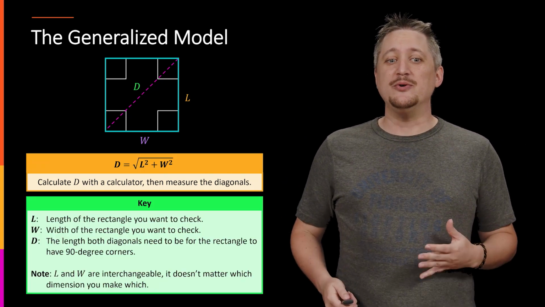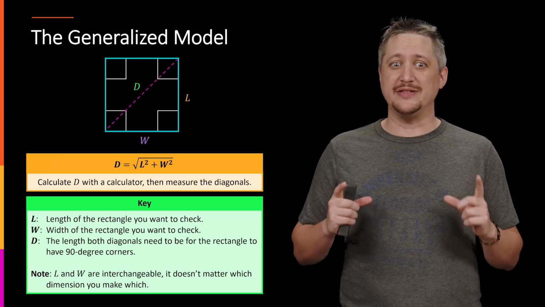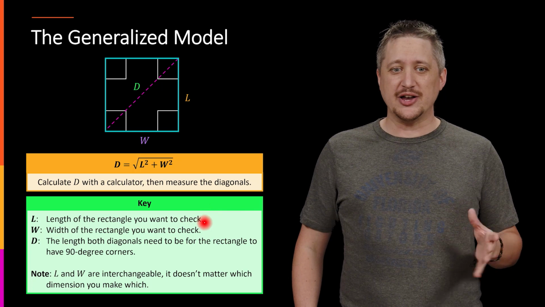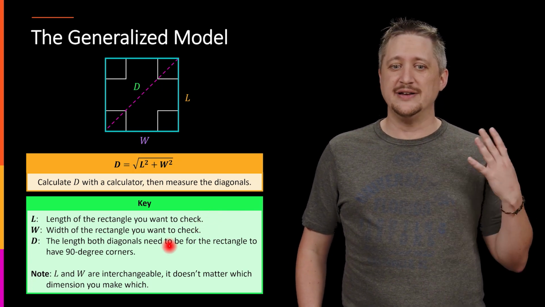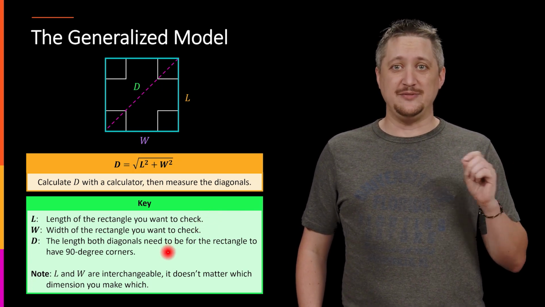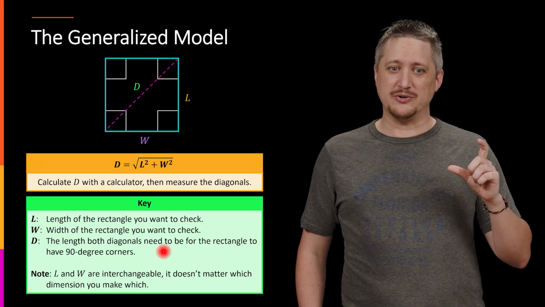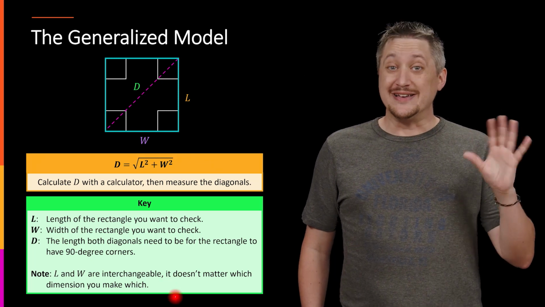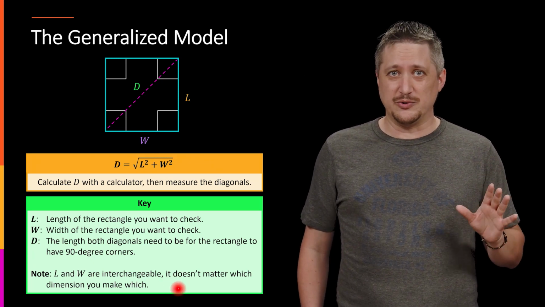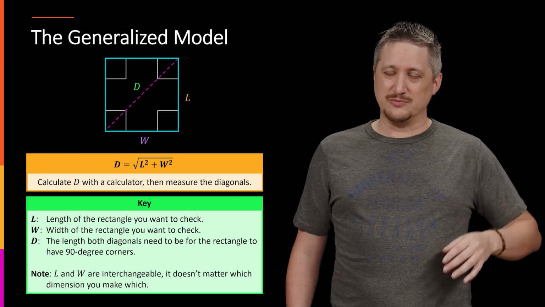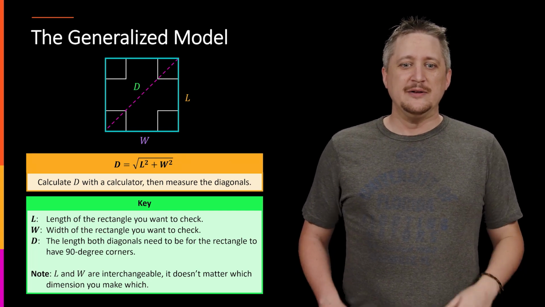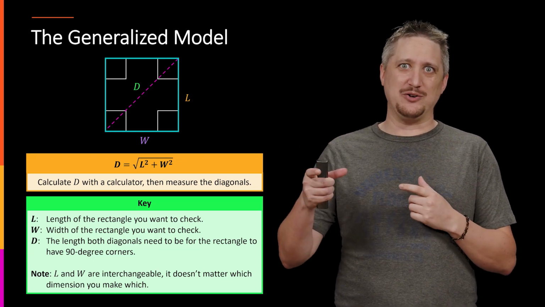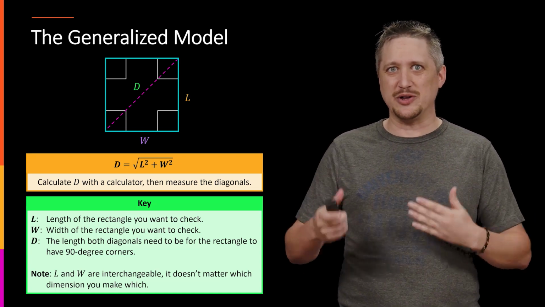Then I wrote underneath a key to let her know what each of these things were. So L, the length of the rectangle that you're looking to check. W, the width of the rectangle you want to check. D, the length both diagonals need to be in order for the rectangle to have 90-degree corners. At the bottom, I wrote a little note that L and W are interchangeable. It doesn't matter which one you pick because you can just rotate the square, and it doesn't matter which one you labeled which. So she knew it wasn't important that L was this way and W was that way. You could do whichever way you wanted.